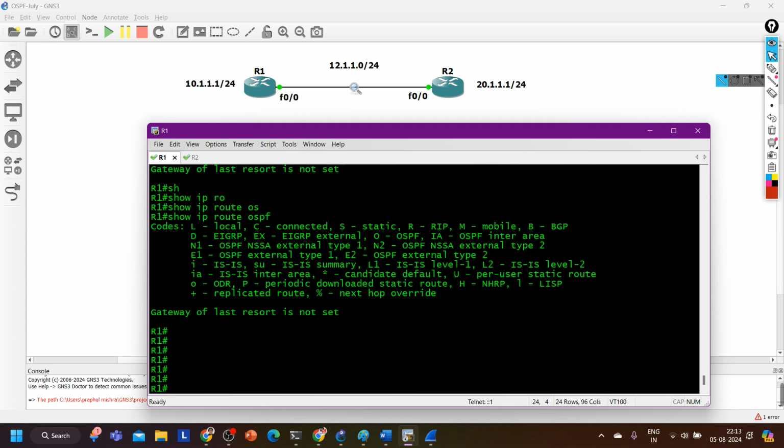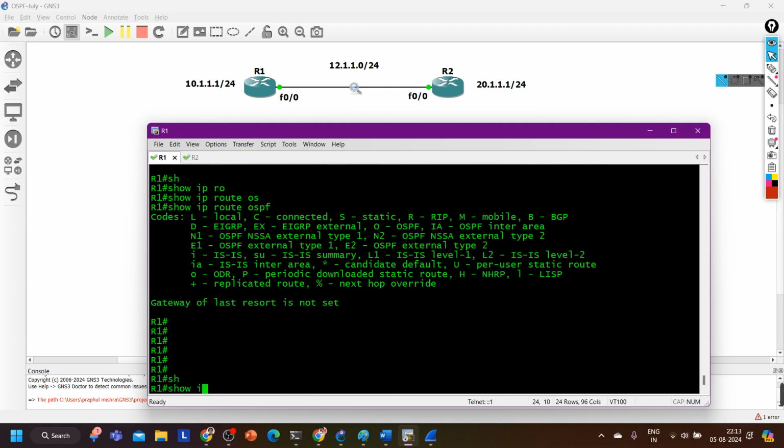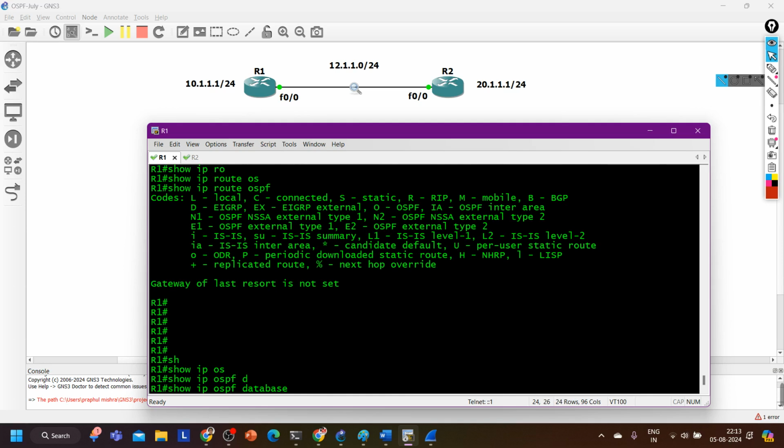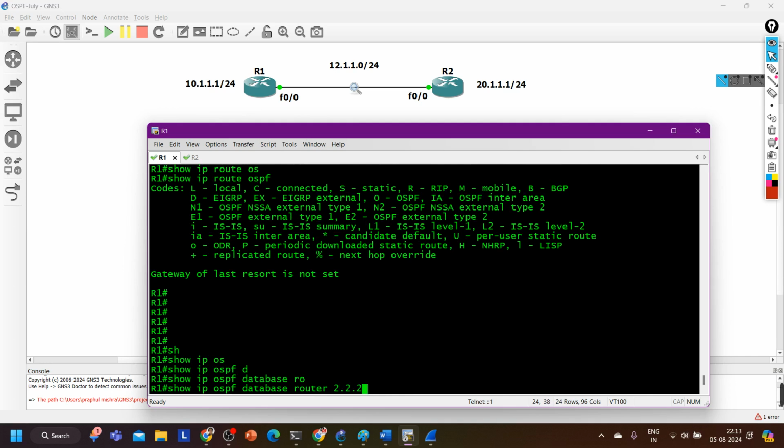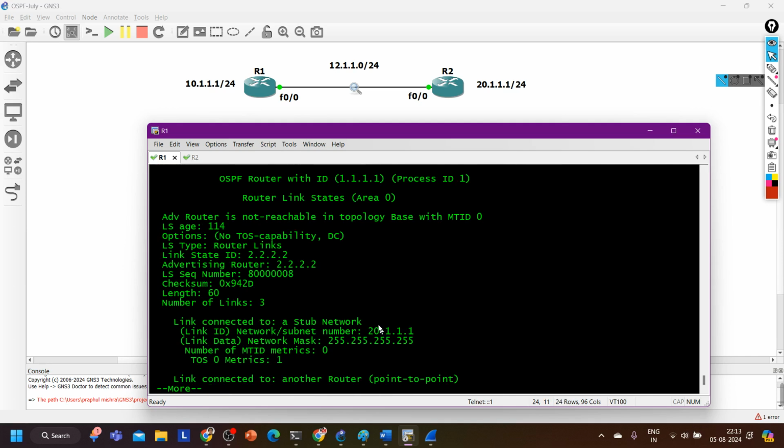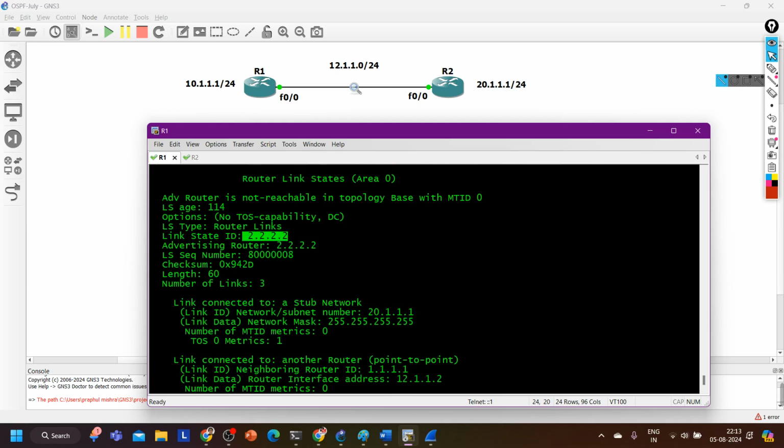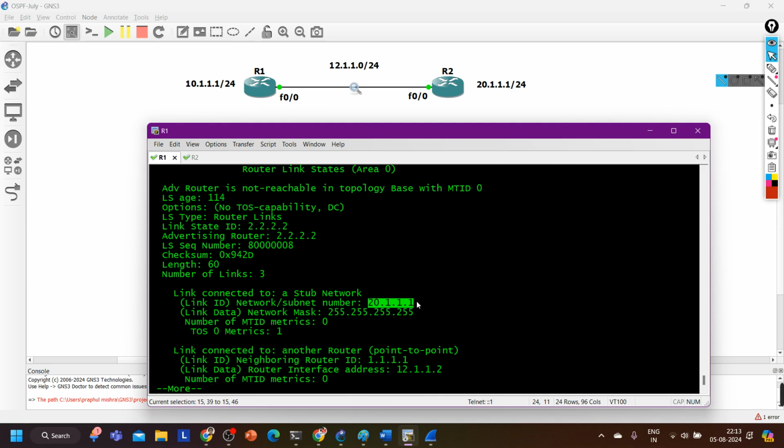Why is router 1 not installing the 20 network in its routing table? So show ip ospf database router 2.2.2.2, show me the detailed information of this LSA, and see, inside this LSA the 20 network is there, right? 20 network is there, but the router is not installing it in its routing table.